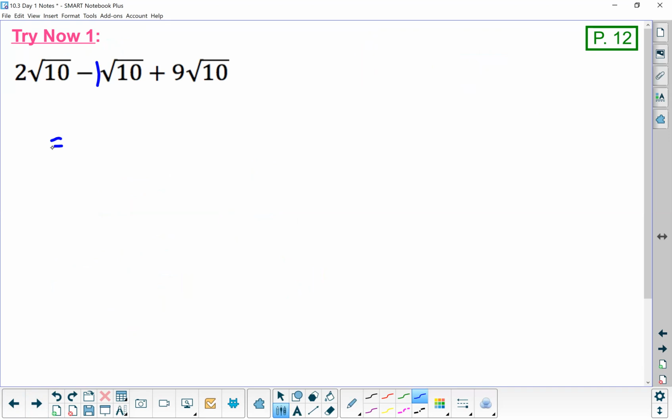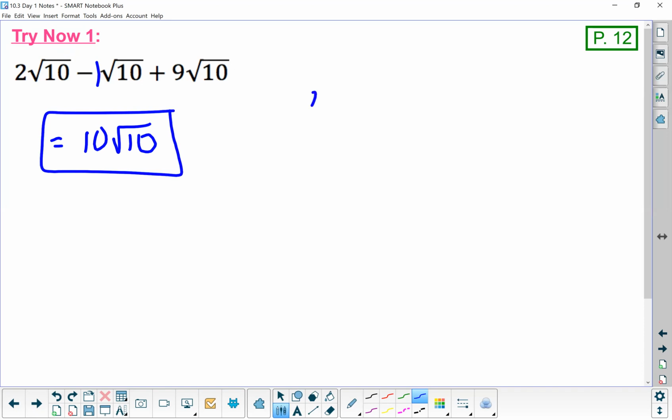We have a square root of 10 in all of our terms. So we're going to have a square root of 10 on our answer. We're going to take 2 minus 1, which is 1, plus 9. 1 plus 9 is 10. And the 10 under the radical, we could try to factor it if we wanted to, 2 and 5. But we don't have any pairs of factors that are the same, so we just leave it as 10 root 10.